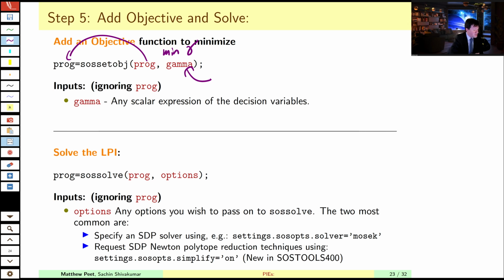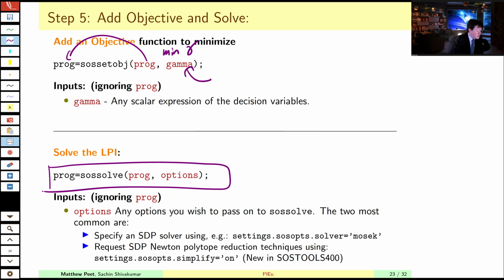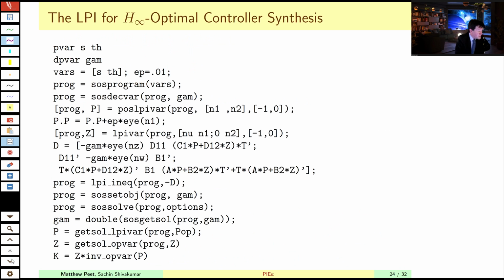Finally, to solve the problem, we use the standard SOS tools command, sossolve, where there's an options input. The options, at least now in SOS tools 4, include solvers, which were there before, but also, for example, MOSEK. So you can specify your SDP solver. And there's also a command for simplification of the resulting SDP, which helps in some cases, but not always, if you want to use that.